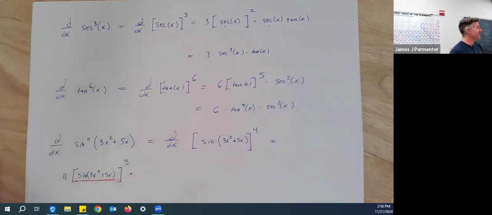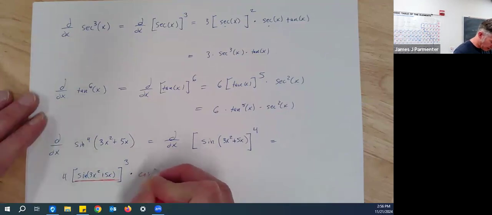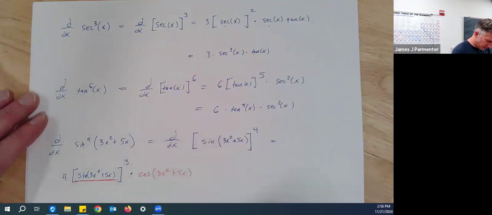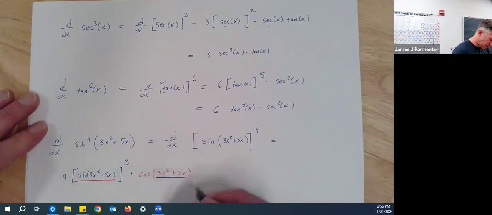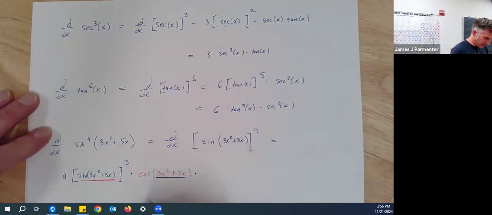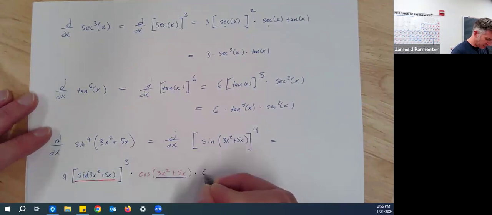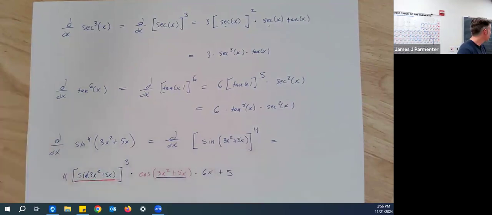That's going to require the chain rule again, because inside there we have sine of some new stuff. And the derivative of sine of x is cosine of x. The derivative of sine of some new stuff is going to be cosine of our new stuff times the derivative of our new stuff. And the derivative of that new stuff is straightforward. It doesn't require the chain rule. We know the derivative of 3x squared plus 5x is 6x plus 5. And if I write it like that, I'm going to lose at least a point.